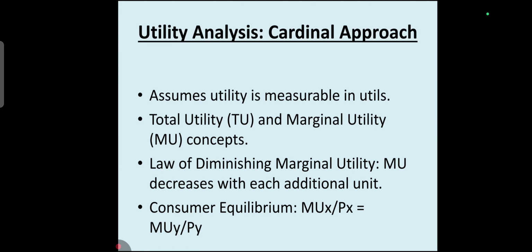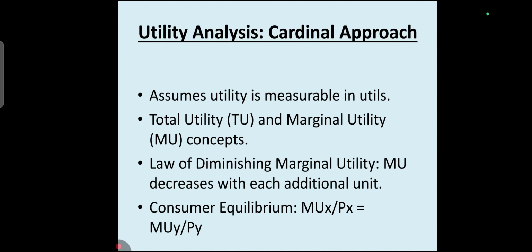So that is what the law of diminishing marginal utility is all about, which I will be discussing in a completely separate video, wherein I will be discussing all the assumptions and all the graphs that are associated with it. Under the cardinal approach, we also measure the consumer's equilibrium, wherein marginal utility of X divided by price of X is exactly equal to the marginal utility of Y commodity upon price of Y commodity.